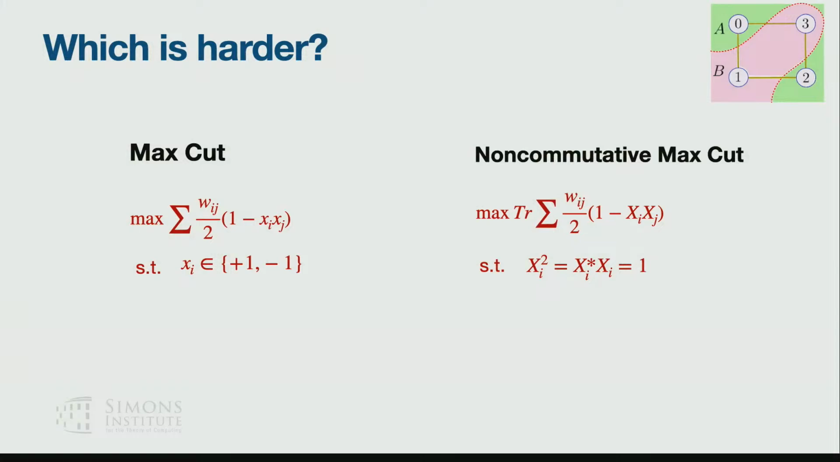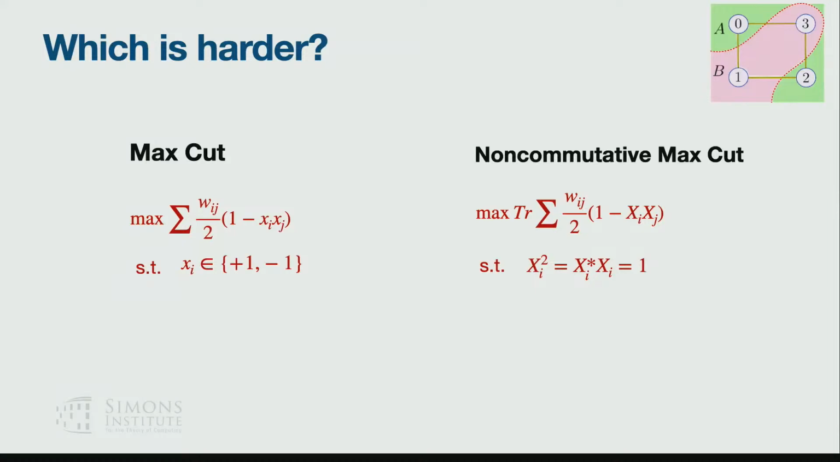Let's take a look at the classical problem, classical max-cut. It's famously NP-hard, but it's decidable, right? It's just finitely many options. In the non-commutative version, though, there is no bound that we're putting on the size of these matrices, right? They could be infinite dimensional for all we know. So a priori, it seems that this problem could even be undecidable. And in fact, this is true.